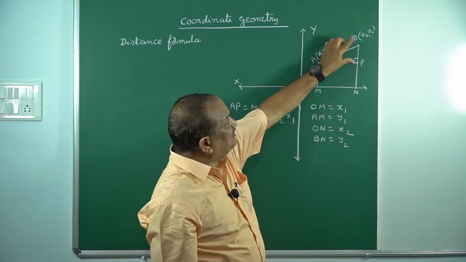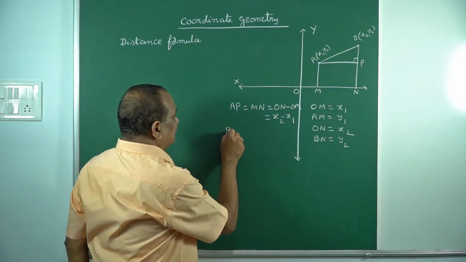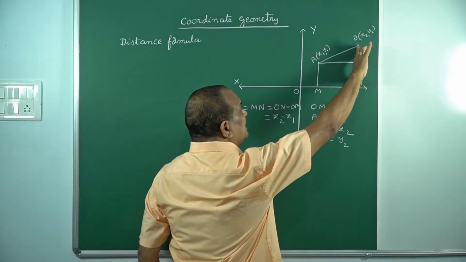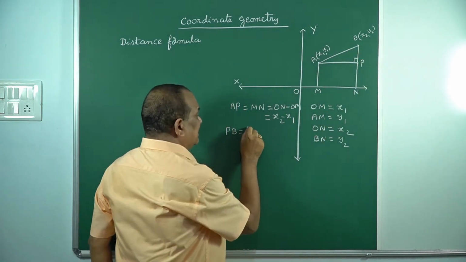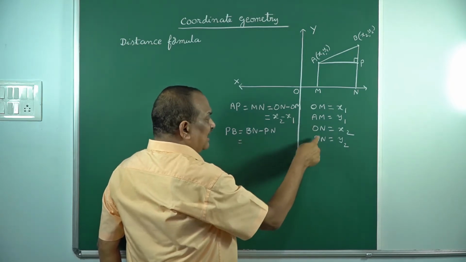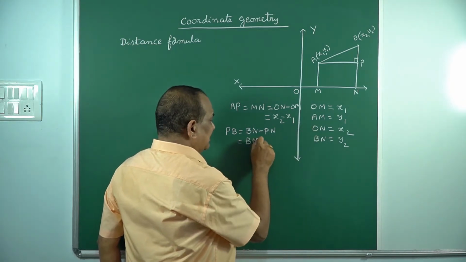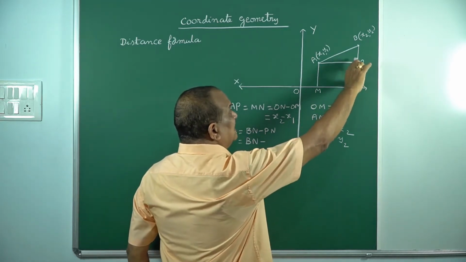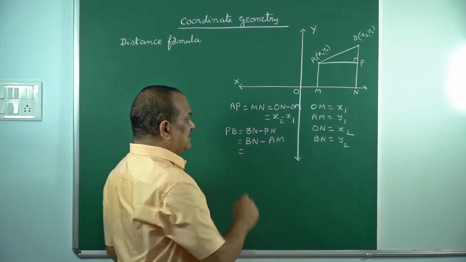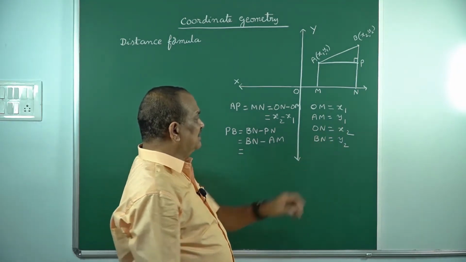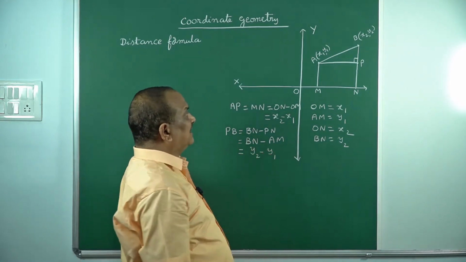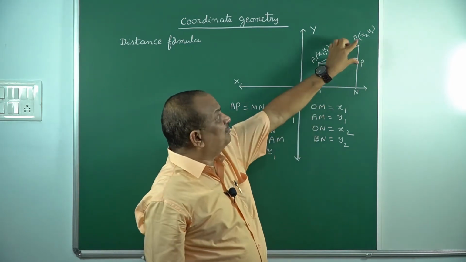But now I want PB. Okay, PB. Primarily this PB is BN minus PN. BN I know I have, of course, no problem for that. But PN is the same as AM. I write BN minus AM, and this tells me BN minus AM is y2 minus y1. Okay, so I have AP and I have PB.